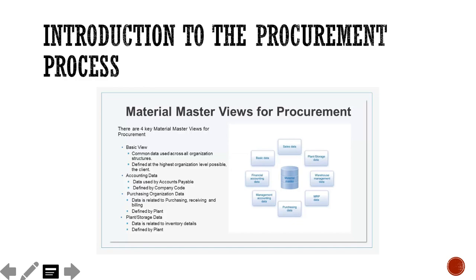So in procurement, only 4 views are required, which are the basic data, financial accounting data, purchase data, and plant storage data. However, there are other views that could be necessary for other organizations. So for GBI, they could just require 4 data.